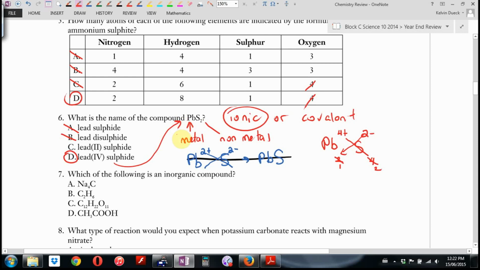I guarantee they're going to give you a multivalent ionic on Wednesday and on the provincial. They're either going to give you the formula and say write the name, or they might give you the name and say write the formula. But if they give you the name, it's so much easier, because they've given you the charge. You don't have to even think about it. They'll almost certainly give you this and go this way.